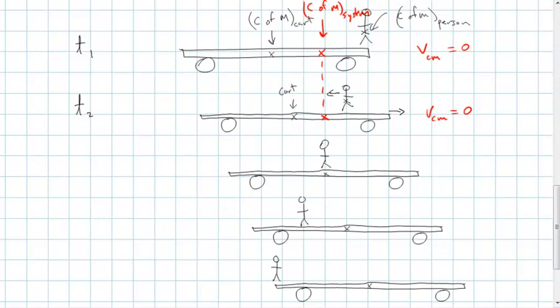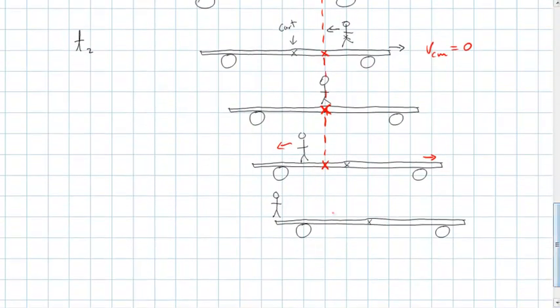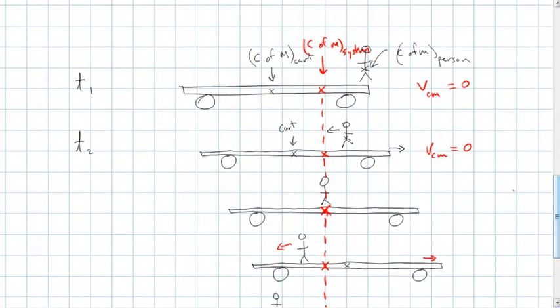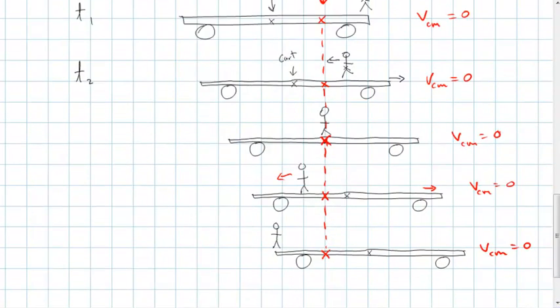The person continues to move. The center of mass of the system remains at the same place. The person continues to move. The cart continues to move. The center of mass of the system remains at the same place. And finally, the person stops at the other end, and the cart stops, and the center of mass is in the same place. Finding the center of mass at the beginning and at the end is an interesting way to solve this problem and see how far the cart has moved. So let's do that.